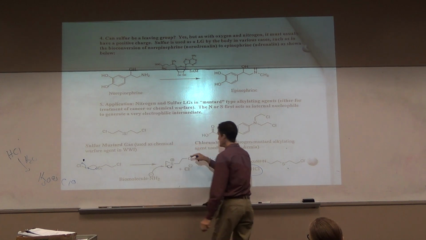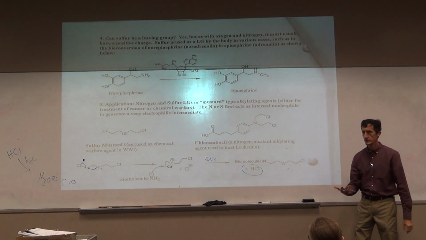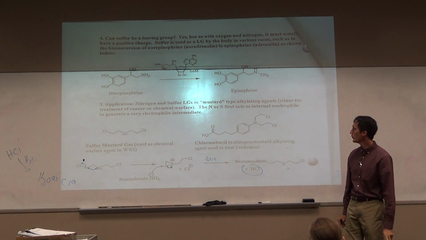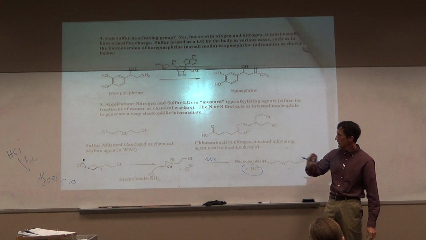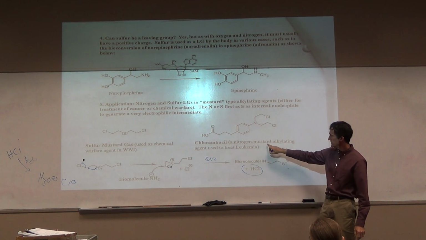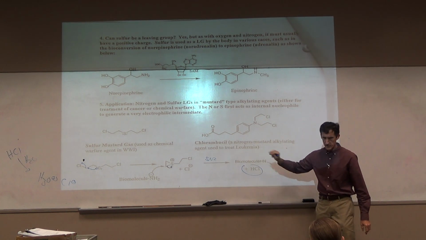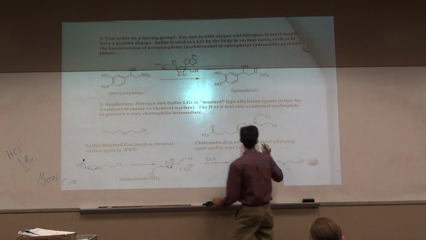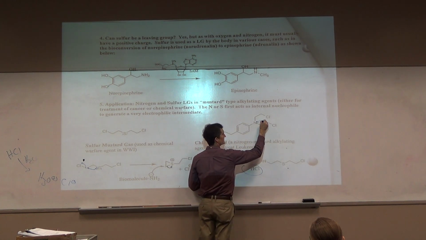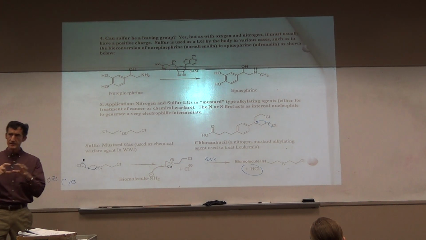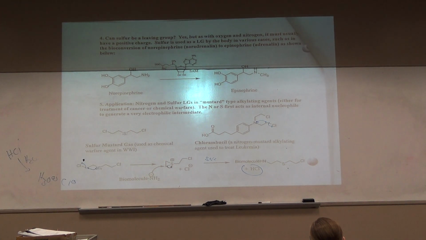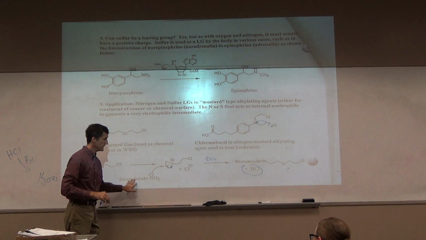Now, this can actually be used for better reasons other than the war gas. Some cancer drugs operate in the same type of idea. Chlorambucil is a nitrogen mustard alkylating reagent used to treat leukemia. Same type of thing. This reacts here, and you get a three-membered ring with nitrogen. Then your DNA or something will come in and react. Some biomolecule will react.